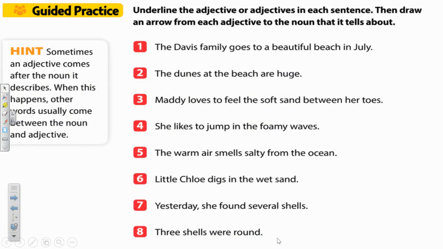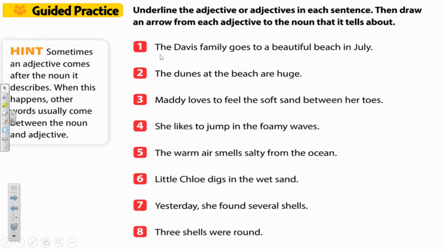All right, let's take a look at the guided practice. The hint over here on the left says sometimes an adjective comes after the noun it describes. When this happens, other words usually come between the noun and the adjective. We might see some examples like that on this page. The directions at the top say, underline the adjective or adjectives in each sentence. Then draw an arrow from each adjective to the noun that it tells about.